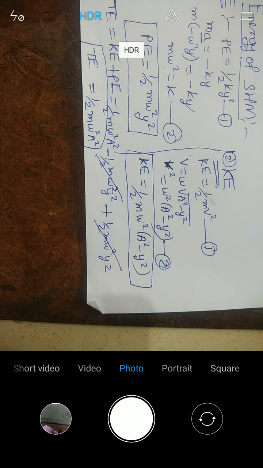This is the total energy of a particle executing SHM, where m is the mass of the particle, omega is the angular frequency of the particle, and a is the amplitude of the particle. So this is the total energy of the particle executing SHM.